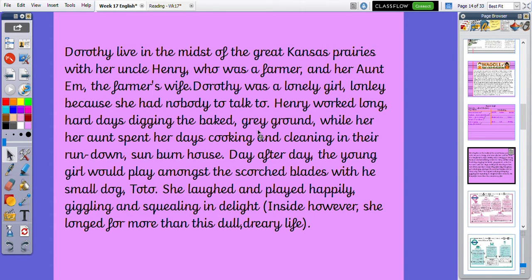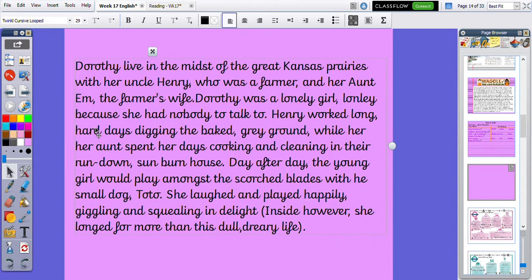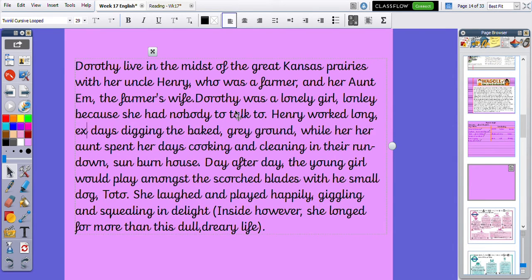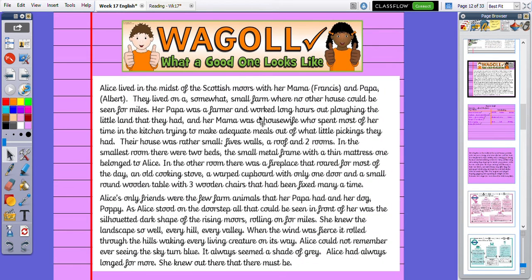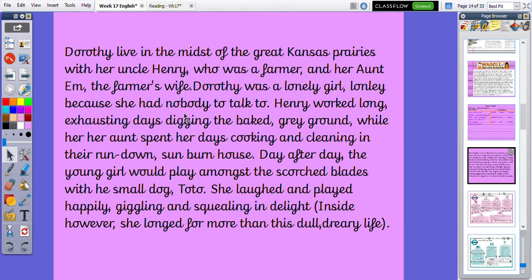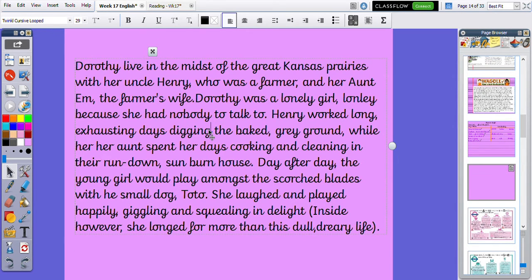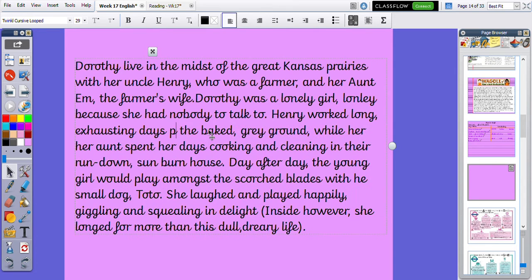And then I wanted to think about here, Henry worked long, hard days. I think by hard I mean quite tiring days. So instead of hard, I'm going to use exhausting. Henry worked long, exhausting days. And then digging, I remember in my waggle that it said her papa was ploughing the field. So ploughing and digging are quite similar, but ploughing is probably a bit harder and a lot more digging. So I'm going to change digging to ploughing.